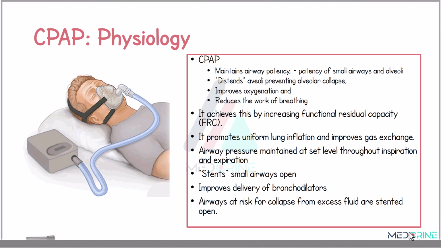Physiologically, CPAP maintains the patency of the small airways and the alveoli by providing a continuous pressure which prevents alveolar collapse. This increases the functional residual capacity of the lungs, promotes uniform lung inflation, and enhances gaseous exchange. It also reduces the work of breathing and improves the effectiveness of bronchodilator delivery. Additionally, it helps to move extracellular fluid and stents the fluid-compromised airways open.